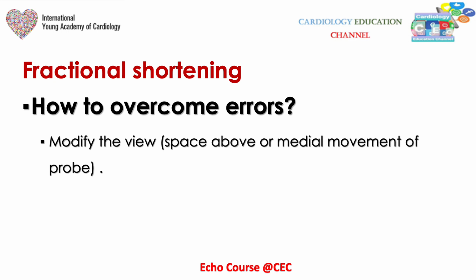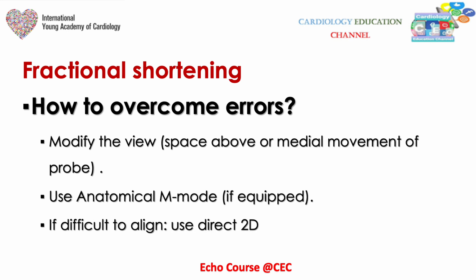And how do you overcome these errors? Especially for off-axis measurements, you should modify the view, either by moving a space above or by medial movement of the probe toward the sternum, or by using anatomical M-mode if your machine is equipped with it. And if it is difficult to align, use direct 2D measurements, not M-mode.